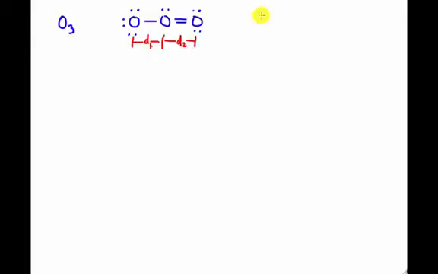When we look at the data for ozone, distance 1 equals distance 2. That's a problem, because that's not what our Lewis structure is showing us. The other problem is that the bond energies for both of these are about the same, but our Lewis structure is not indicating that. So there's a limitation to Lewis's simple model.